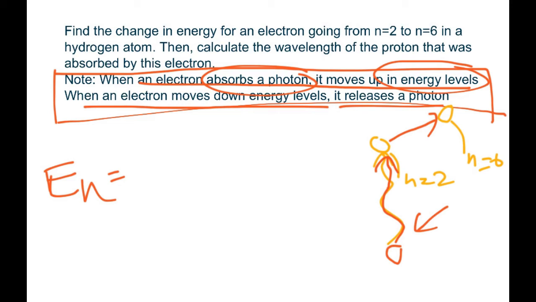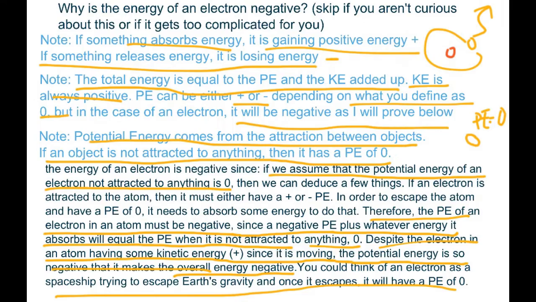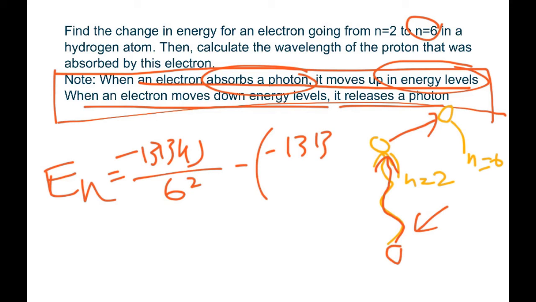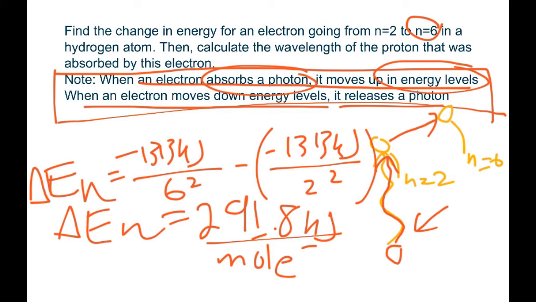So we have to find the energy associated with the final state, which is in the equation for final. And the final state is when n equals 6, so I think it's negative 1313 kilojoules per 6 squared, and then we have to subtract that by our initial state, which is n equals 2, negative 1313 kilojoules per 2 squared, and doing the math we get ΔE, let me write the delta there actually, is equal to negative 291.8 kilojoules per mole of electrons. But we need it for 1 electron, so we are going to do it for 1 electron, and on the next page I will show you that.